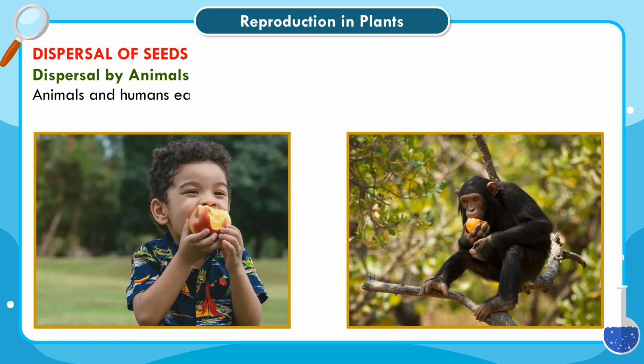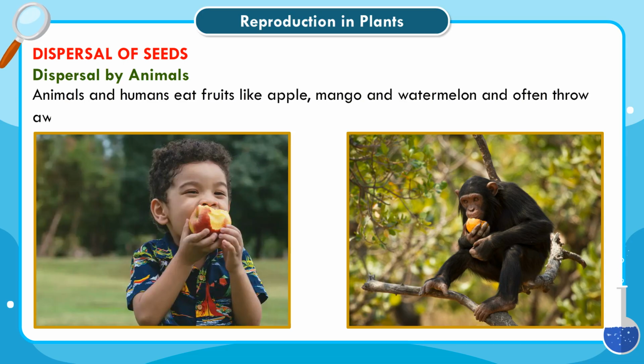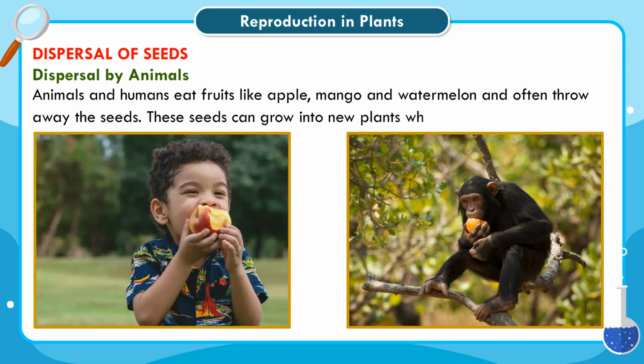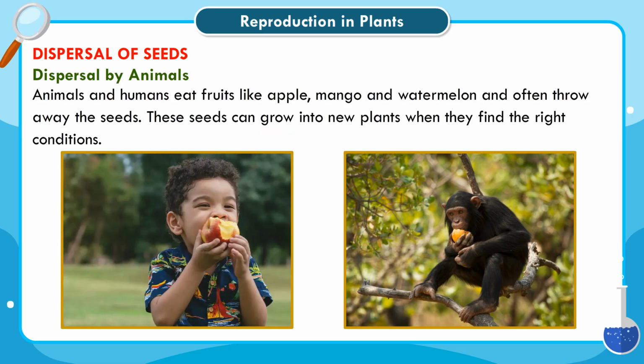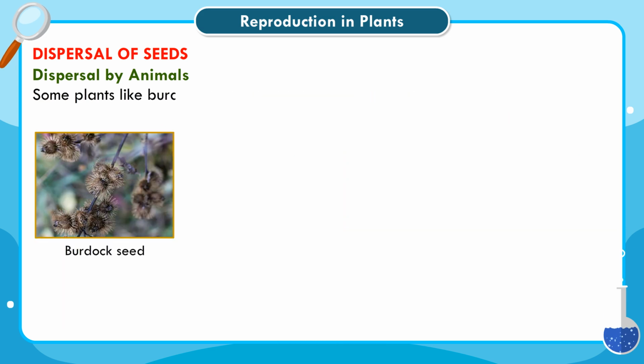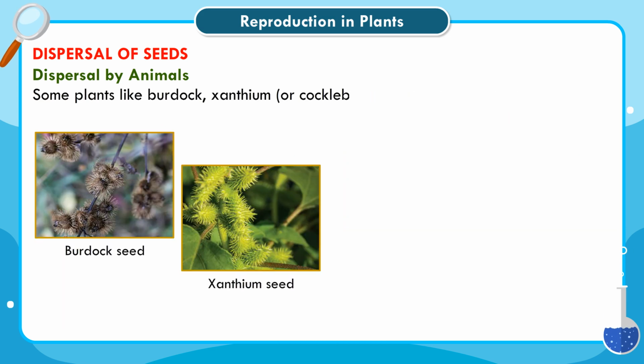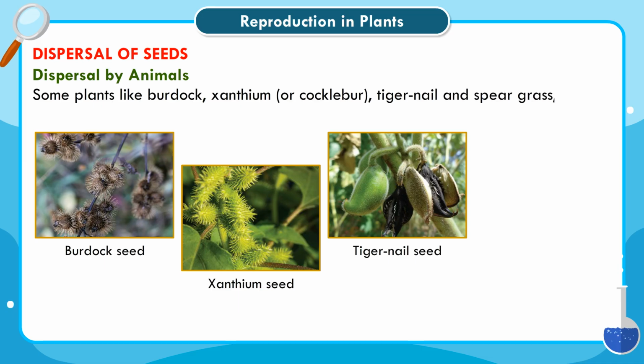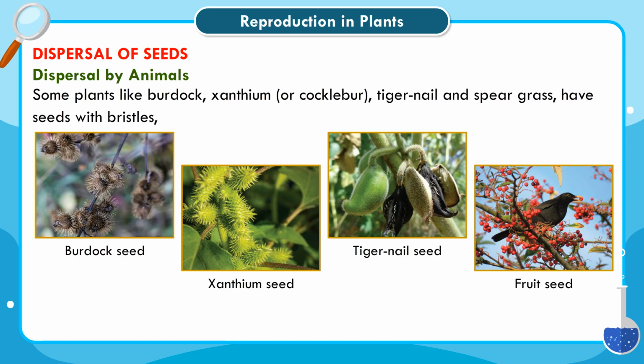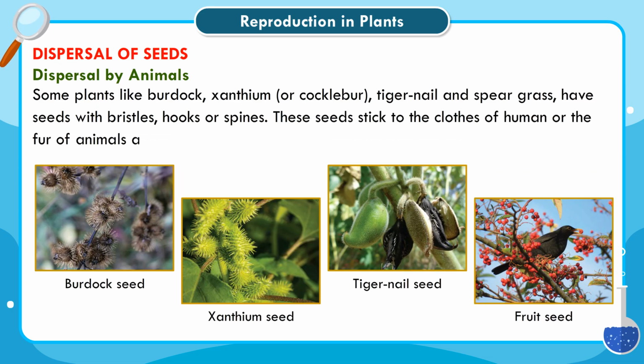Dispersal by animals. Animals and humans eat fruits like apple, mango and watermelon and often throw away the seeds. These seeds can grow into new plants when they find the right conditions. Some plants like burdock, xanthium or cocklebur, tigernail and speargrass have seeds with bristles, hooks or spines. These seeds stick to the clothes of humans or the fur of animals and are carried to other places.